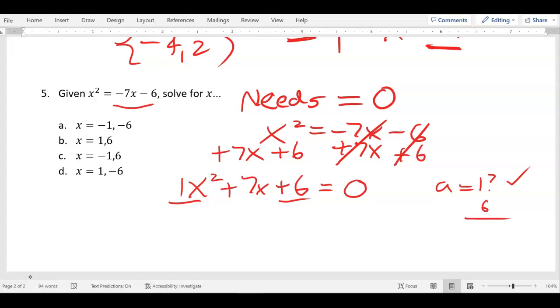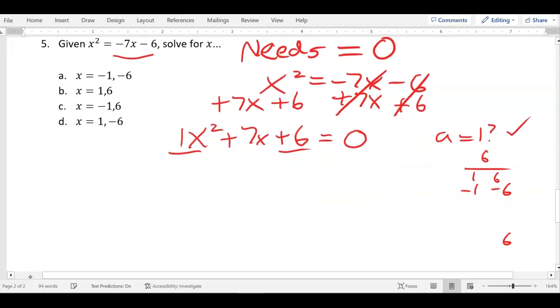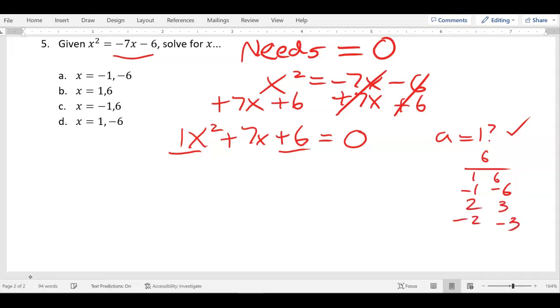6: 1 times 6, negative 1 times negative 6, 2 times 3, negative 2 times negative 3. And again, I'm trying to find which pair adds up to make this middle term 7. Now, I see 1 and 6 add up to make 7. It would be tempting for me to pick B as my answer choice, but I'm telling you, it's not B.